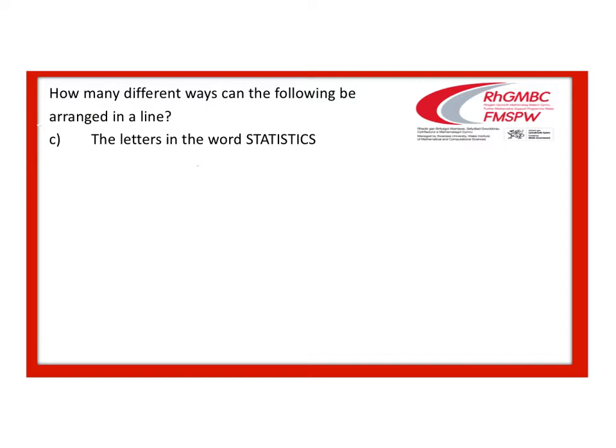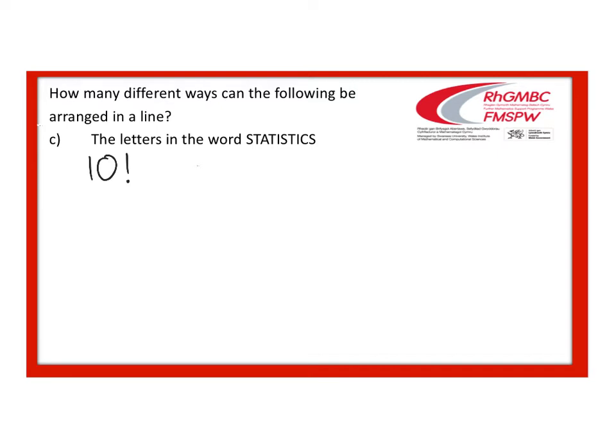Okay, so let's see if we can pull these ideas together now and write out the letters in the word statistics. How many different arrangements can we do? If you want to have a go yourself, you can pause the video, but we're going to do a solution now. So statistics has 1, 2, 3, 4, 5, 6, 7, 8, 9, 10 letters in that word. So we know initially there are 10 factorial ways of arranging 10 unique letters.